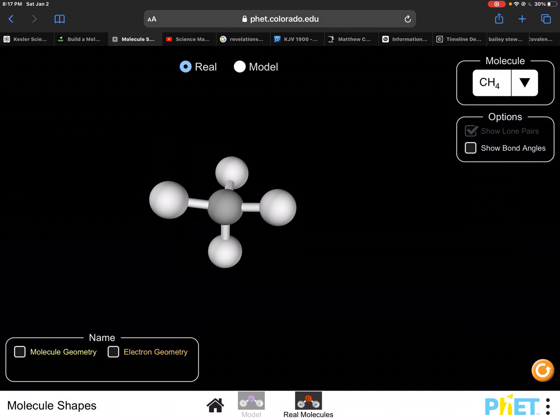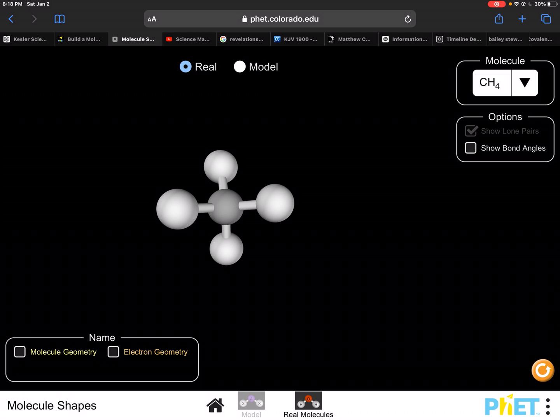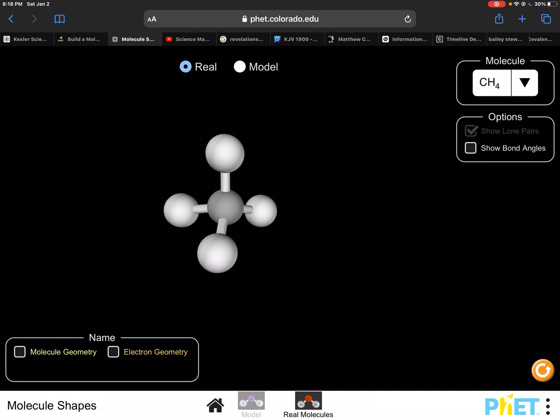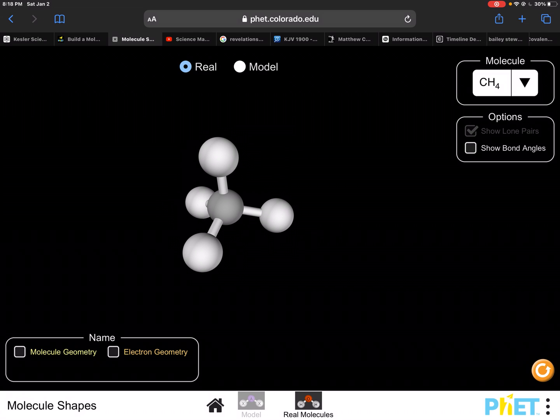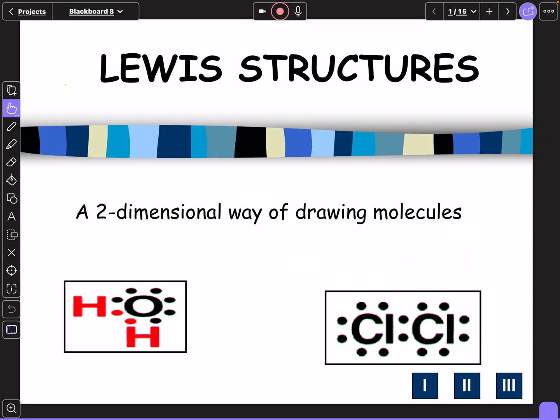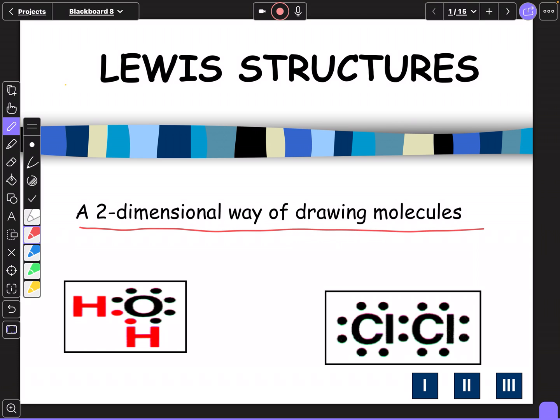If we look at methane, that's CH4, also now called carbon tetrahydride, it's got a carbon in the middle and 4 hydrogens around it, and it forms a certain shape that we see here. We'll try to talk more about molecules tomorrow and the next day. Now, what we want to talk about today is Lewis structures. Lewis structures are a 2-dimensional way of drawing molecules. It's a way of drawing these on paper, and a way we can figure out the shape of a molecule just by drawing it out and figuring out where the electrons go.